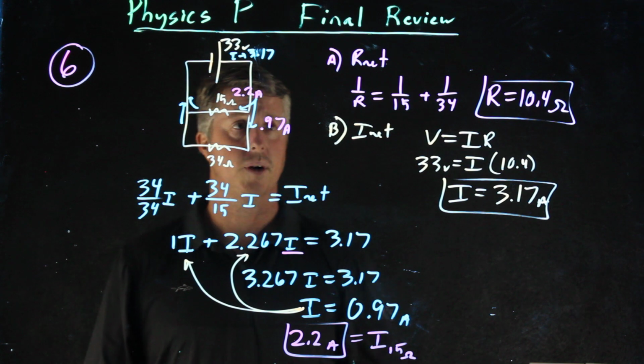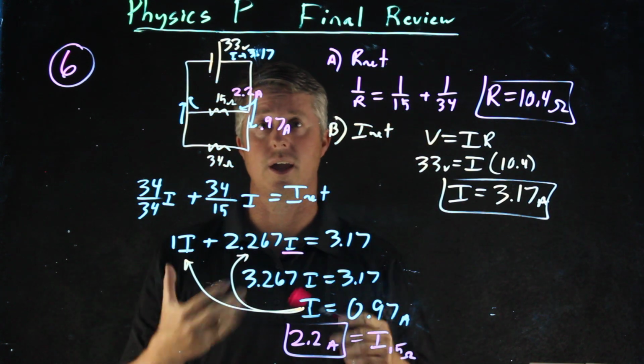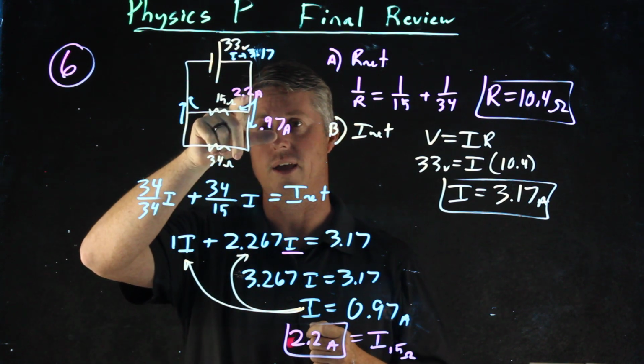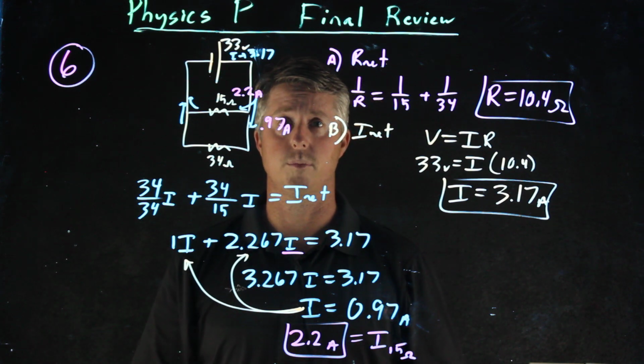Okay. I showed you this, almost all circuits go R net, I net, and then we start working it. I strongly suggest that you, on your diagrams, you label where the current goes, label the overall resistance, especially in more complex ones.